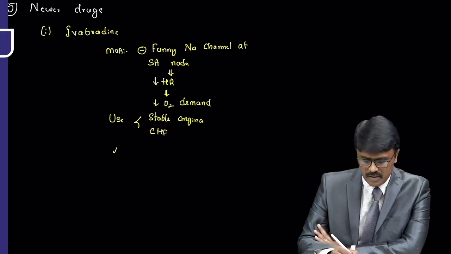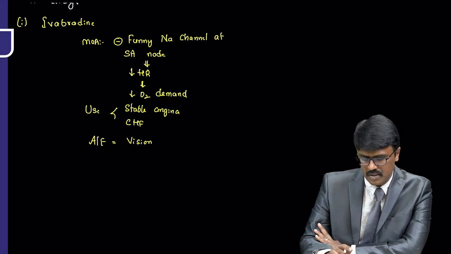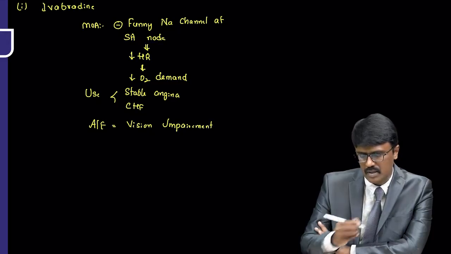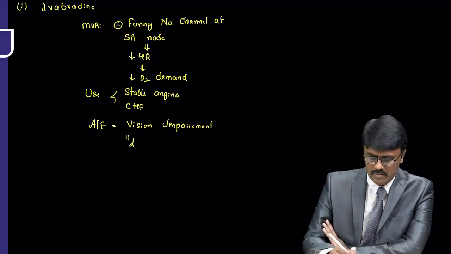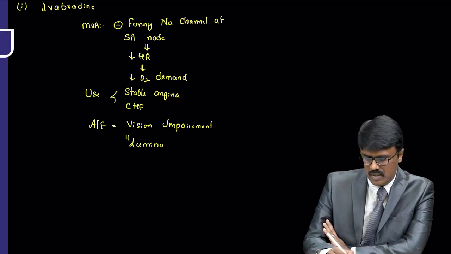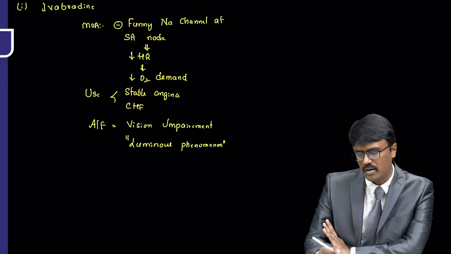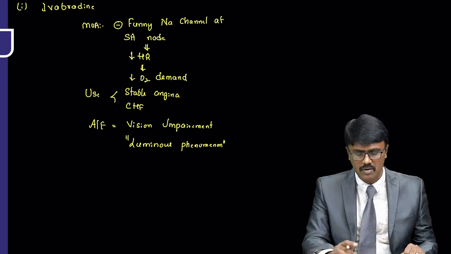What is the adverse effect of the drug? Ivabradine can produce vision impairment. And the vision impairment that is told by the patient is called luminous phenomenon. So the patient will complain of brightness or halos. So that is called luminous phenomenon.